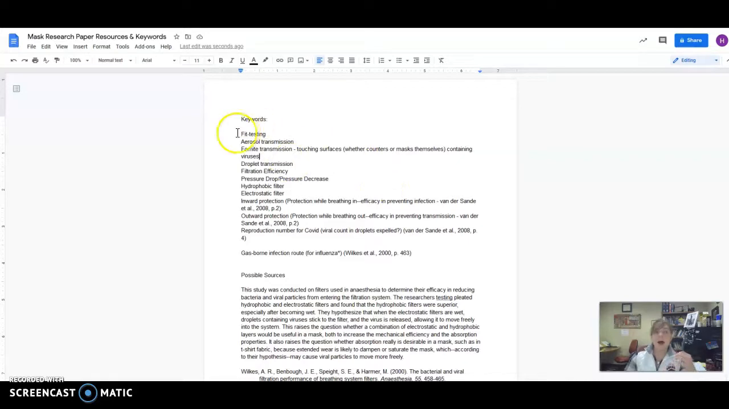Fit testing is another important keyword that has come up. Basically, it just means determining how well the mask fits. These are other bits and pieces that I have found, and you'll notice that for these ones, I actually noted which author they came from. I'm finding them again in other sources, and so I can come back here to my glossary, look at my definition, and say, okay, yes, I know exactly what that person is talking about.